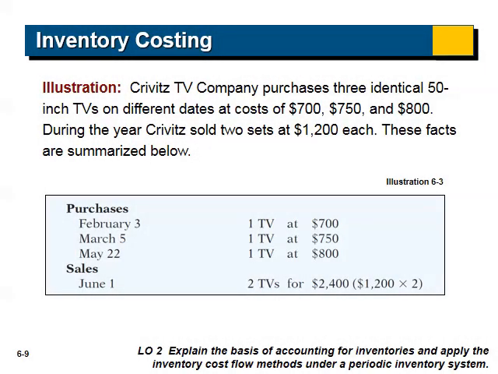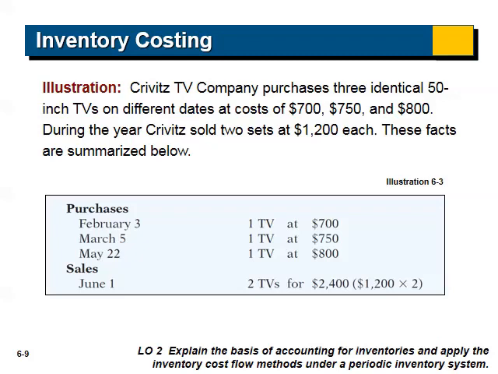So here's an illustration. Crivets TV Company purchases 3 identical 50-inch TVs on different dates at a cost of $700, $750, and $800. During the year, they sold 2 sets at $1,200 each. The facts are summarized below.